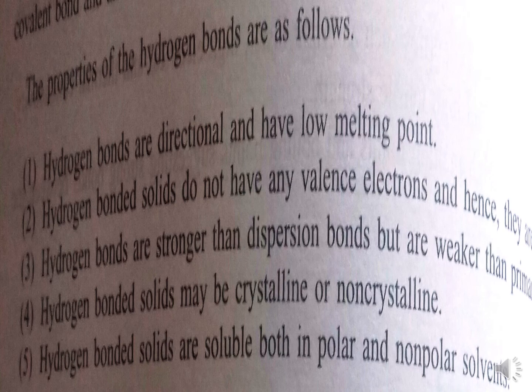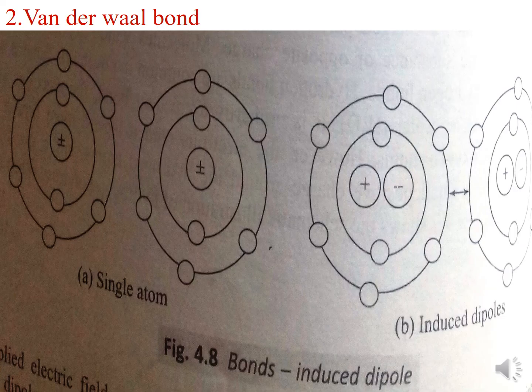The properties of hydrogen bonds are as follows. Hydrogen bonds are directional and have low melting point. Hydrogen bond solids do not have any valence electrons, and they are not good conductors. They are weak, or they are insulators. Hydrogen bonds are stronger than dispersion bonds but weaker than primary bonds. Hydrogen bond solids may be crystalline or non-crystalline. Hydrogen bonded solids are soluble both in polar and non-polar solvents.